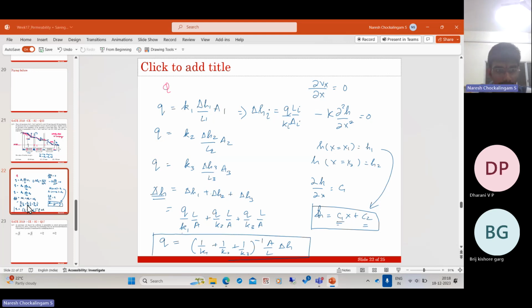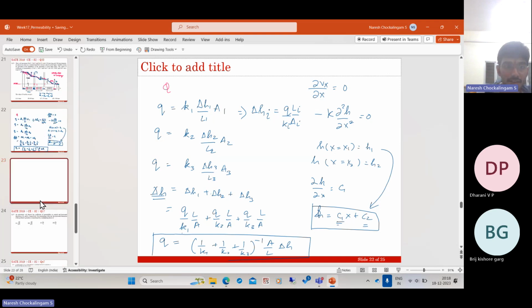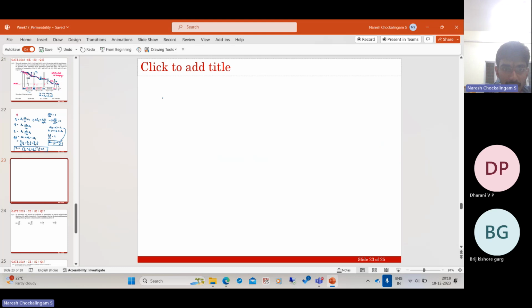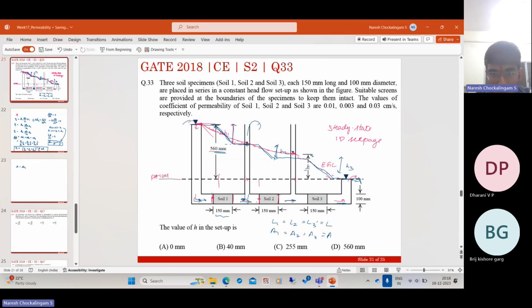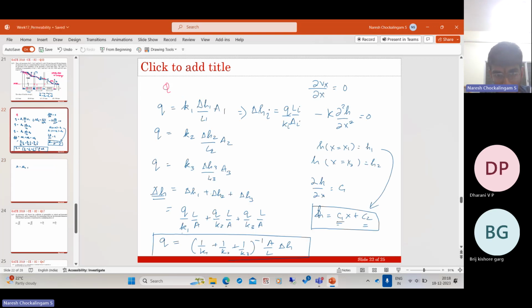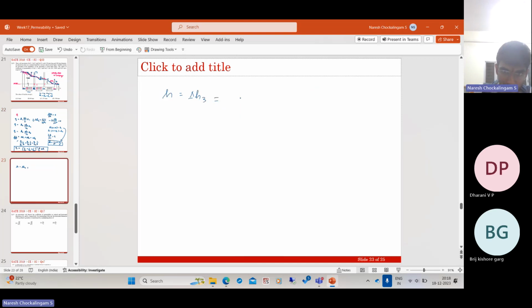This is the flow rate, but flow rate is not what is asked in the question. We want to find out H, but what is H? H is equal to delta H3, the head loss across the third sample, right? H is the head loss across the third sample, and delta H3 is what? Use this. Delta H3 is Q L3 by K3 A3. So it is Q L3 by A3, which is nothing but L by A.